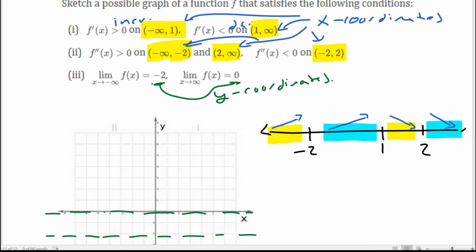Now the second derivative tells us the concavity is greater than 0 from -infinity to 2. So on this interval, it's greater than 0, so it's concave up. On 2 to infinity, it's concave up. And then when it's less than 0, that means it's concave down, right? And that's just between -2 and +2, so both of these intervals in between there are concave down.